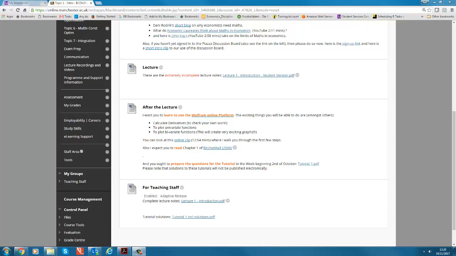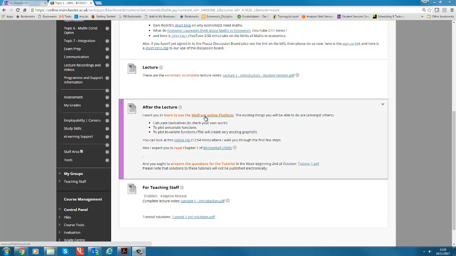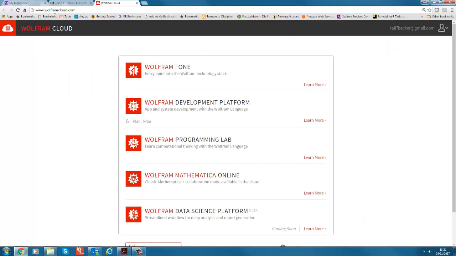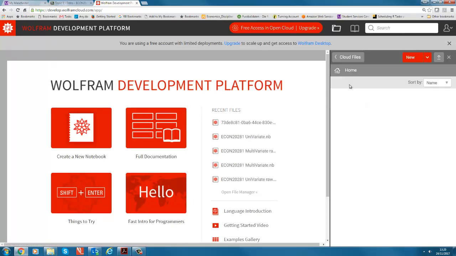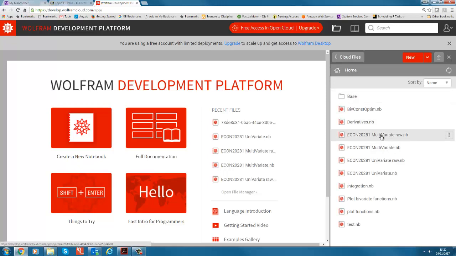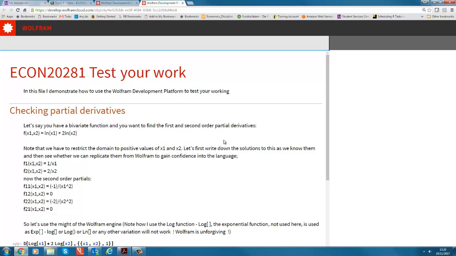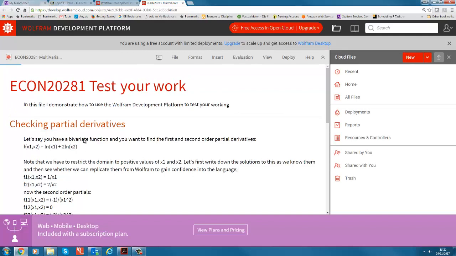So in this clip, I'll show you how to use the Wolfram online platform to check your work on bivariate problems. So we'll go to the Wolfram online platform, wolframcloud.com, go to the development platform. Hopefully you have signed up and signed in. So I have my files in home and I prepared a file here.